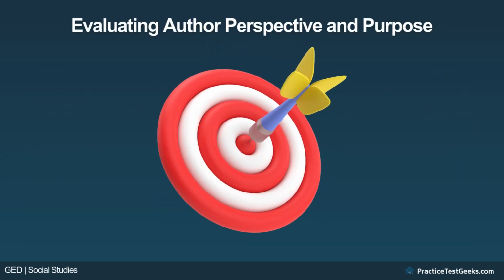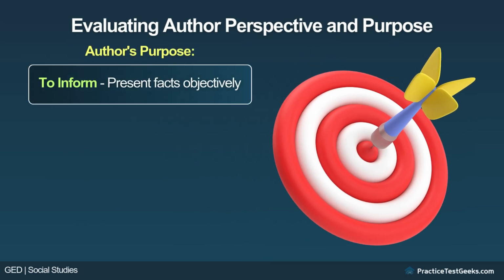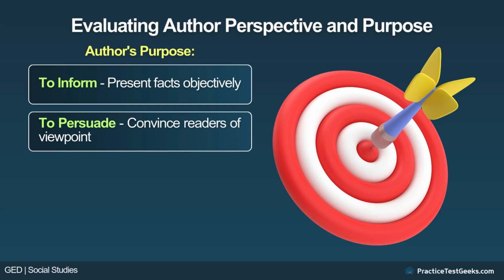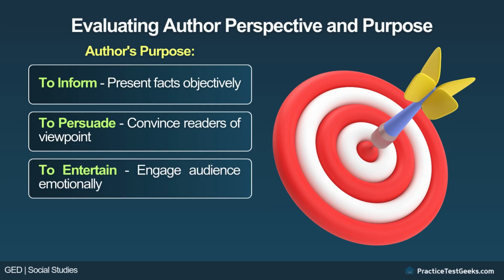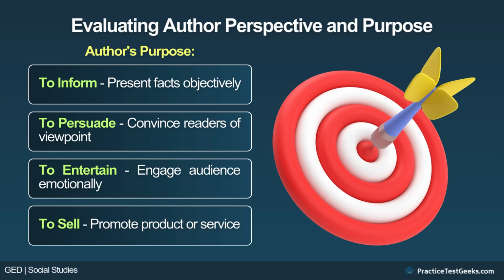Understanding the author's purpose is crucial for evaluation. To inform means presenting facts objectively without trying to influence opinion. To persuade involves convincing readers to accept a particular viewpoint or take action. To entertain focuses on engaging the audience emotionally rather than providing factual information. To sell means promoting a product, service, or idea for personal gain.